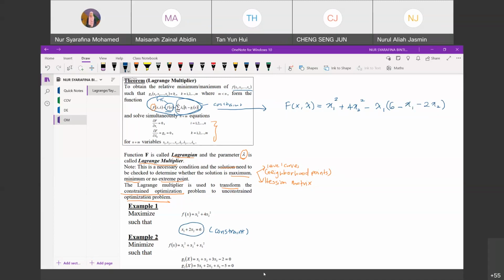Okay. So the next part is we need to solve simultaneously the equations where we have del f, del x1. We have xi here from 1 to 2 only. So del f, del x2, and another one is del f, del lambda 1. So we have one lambda, no need to have lambda 1 there. Okay. So try to differentiate this.